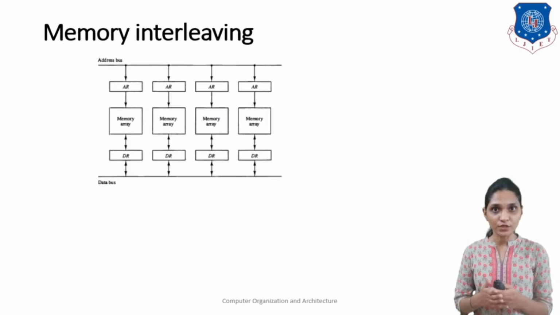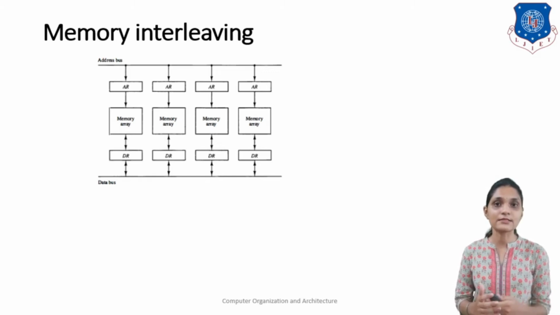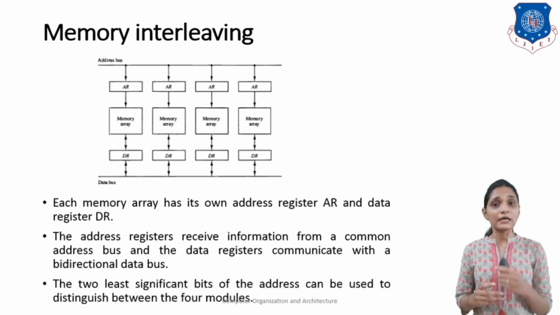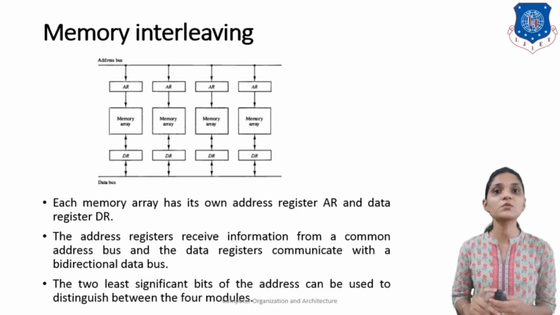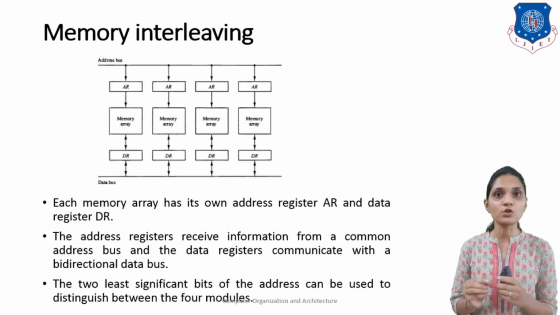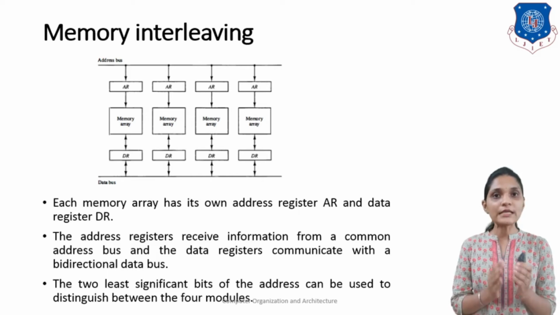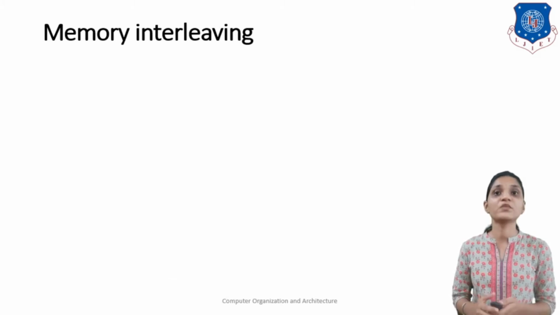Here we have 4 different memory modules that are represented as a memory array, and each has its own address register and data register. The address register stores the address and the data register stores the data, and these are all connected with a common data bus and address bus. Here the two least significant bits of the address can be used to distinguish between the 4 modules. That means the two least significant bits 0 0, 0 1, 1 0, or 1 1 select each module. By this way you can distinguish your modules.